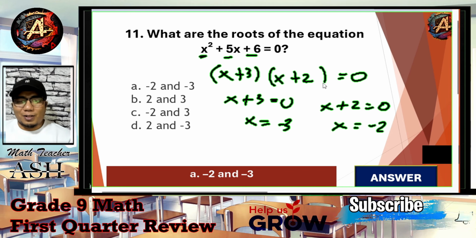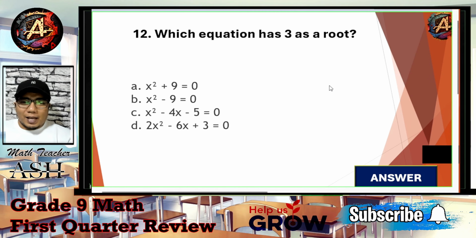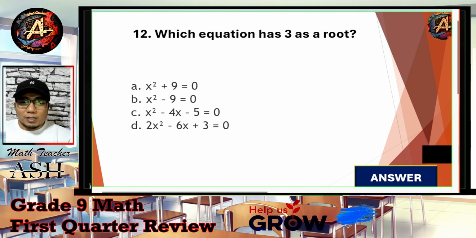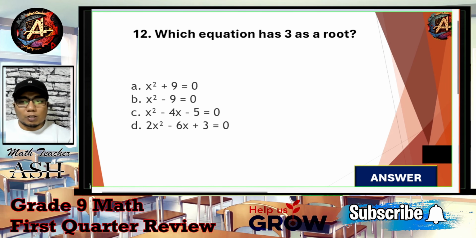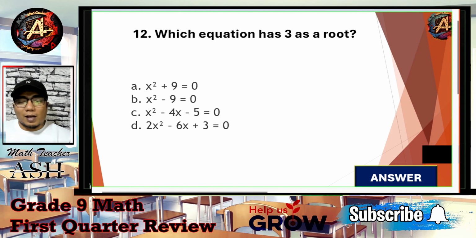Alright, my dear math learners, I hope you got that one. Now, let us go to question number 12. Which equation has 3 as a root? Is it A, x squared plus 9 is equal to 0, B, x squared minus 9 is equal to 0, C, x squared minus 4x minus 5 is equal to 0, or D, 2x squared minus 6x plus 3 is equal to 0? I'll give you 5 seconds to think about your answer.